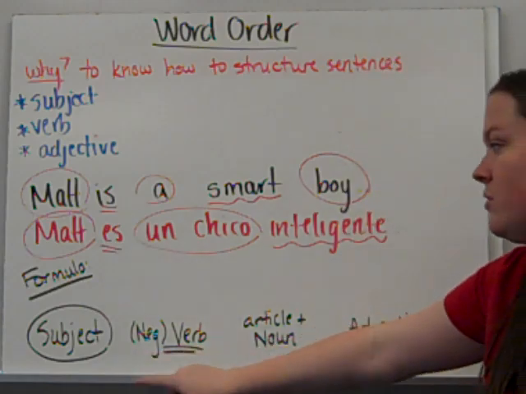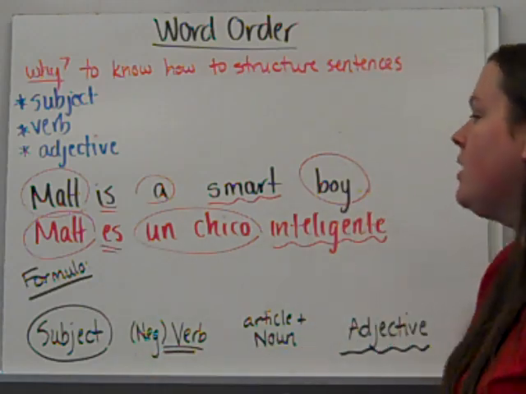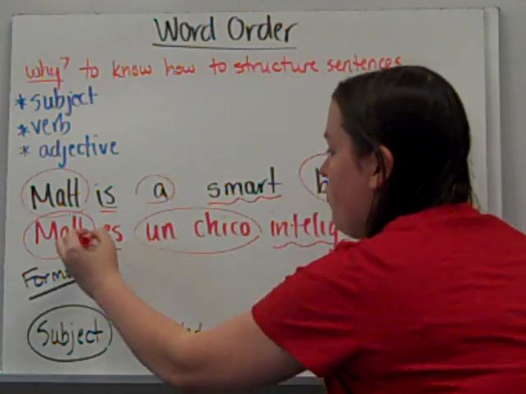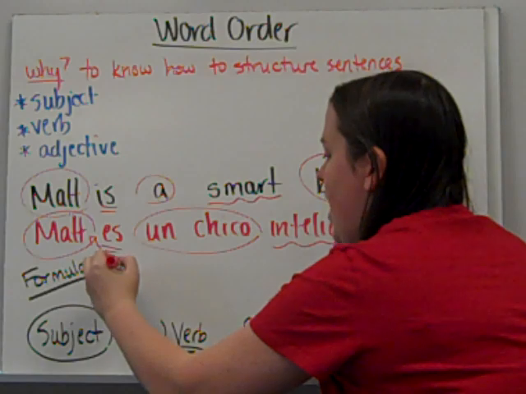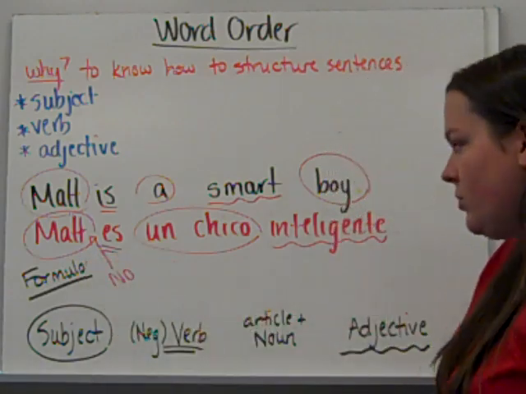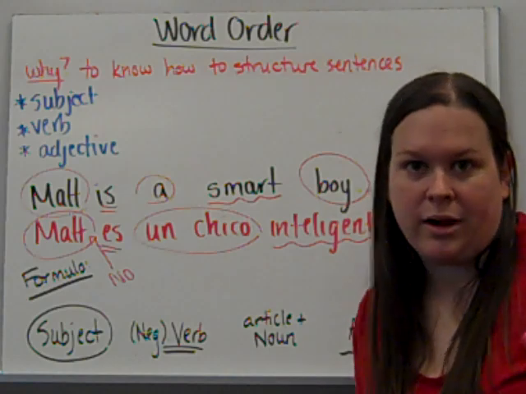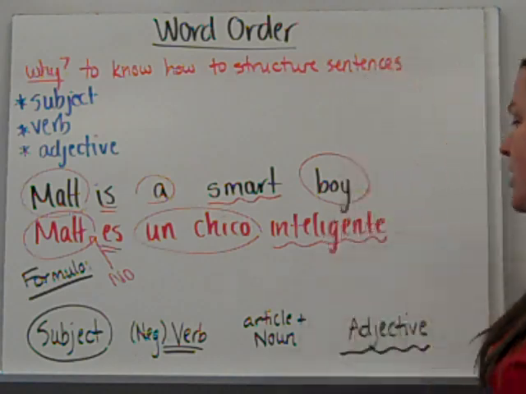Also, if you have a negative, so if someone is not something, if he weren't a smart boy, we would have the negative before, right here. So we would write, Matt no es. You can't say es no. That's saying is no smart, and that doesn't really work in Spanish.